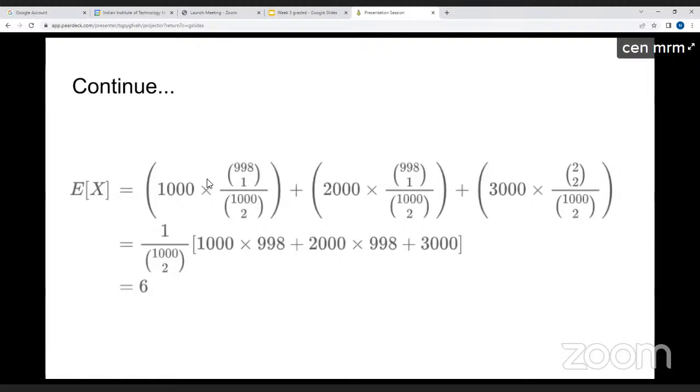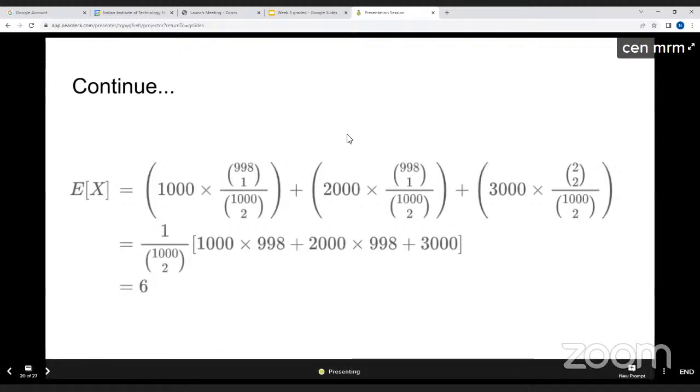Okay. Is it clear? It is a continuation from the previous problem. Yes, clear. So the correct answer is 6 here. So we have already reached 8 o'clock. There was one more problem. I'll just quickly say it. I will take just 10 more minutes.